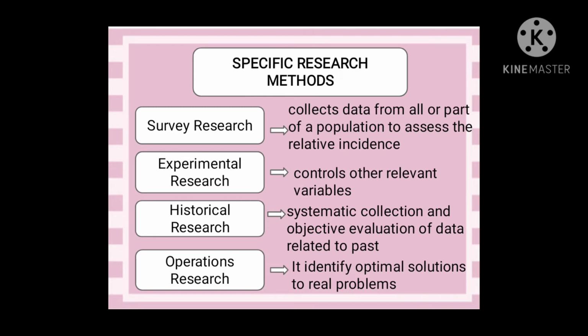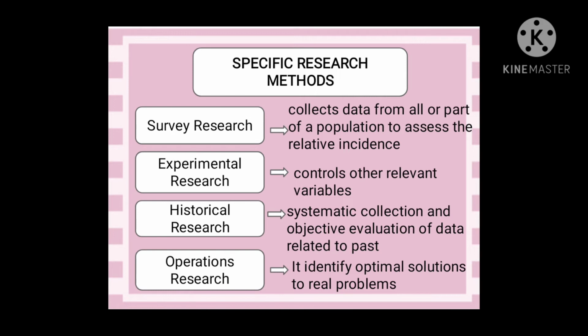Next, we have the experimental research. In experimental research, the researcher manipulates at least one independent variable, controls other relevant variables, and observes the effect on one or more dependent variables. So this method is considered to be the best method for testing causal relationships. Next, we have historical research. It is the systematic collection and objective evaluation of data related to past occurrences in order to test hypotheses concerning causes, effects, or trends of those events, which may help to explain present events and anticipate future events.